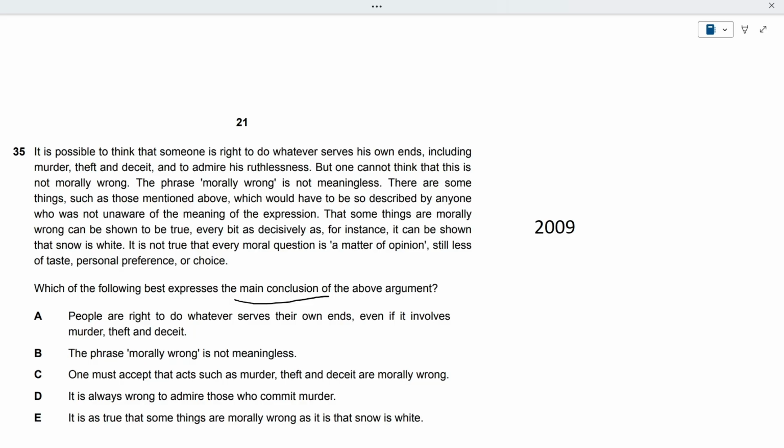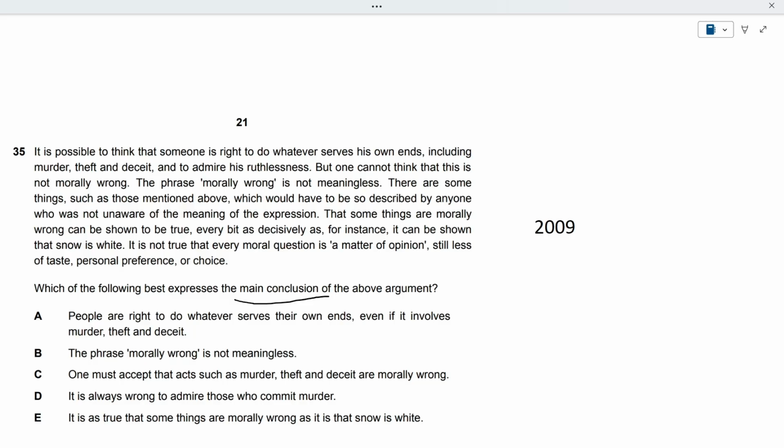The passage is this: it is possible to think that someone is right to do whatever serves his own ends, including murder, theft, and deceit, and to admire his ruthlessness. But one cannot think this is not morally wrong. The phrase morally wrong is not meaningless. There are some things, such as those mentioned above, which would have to be so described by anyone who is not aware of the meaning of the expression. That some things are morally wrong can be shown to be true, every bit as decisively as, for instance, it can be shown that snow is white. It is not true that every moral question is a matter of opinion, still less of taste, personal preference, or choice. This is a more confusing passage.